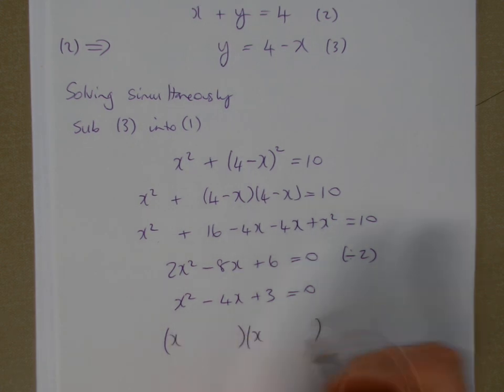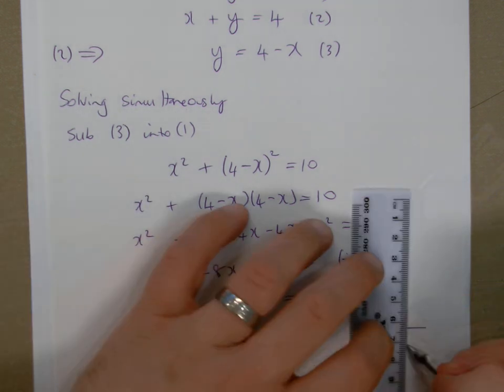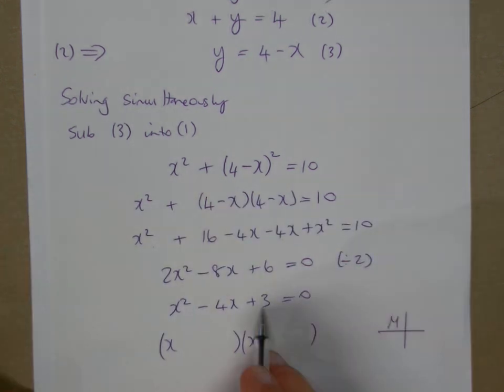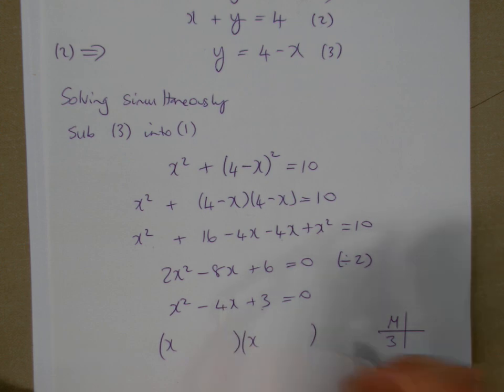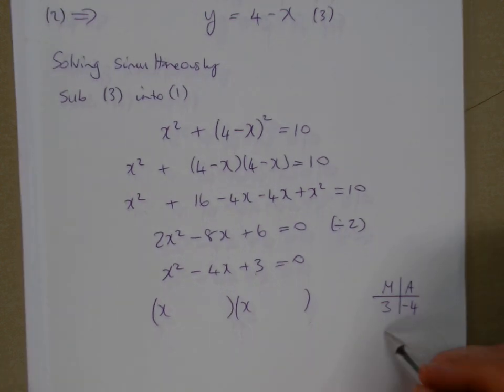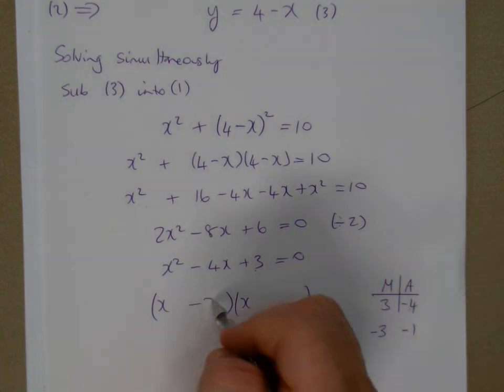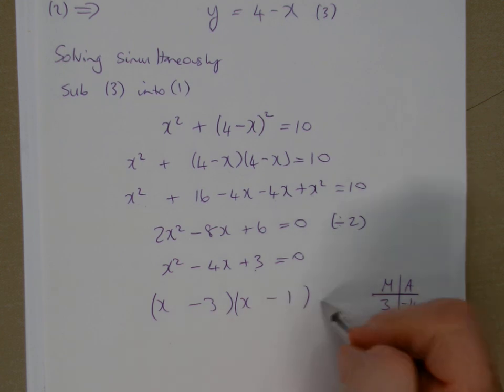with x in both. So I just need to think of a pair of numbers that multiply to give 3 and add up to give minus 4. So 3 and 1 clearly work. And actually I need to make them both minus, because if I make them both minus, that will add up to give minus 4 and multiply to give 3. So I've got that there, equals 0.